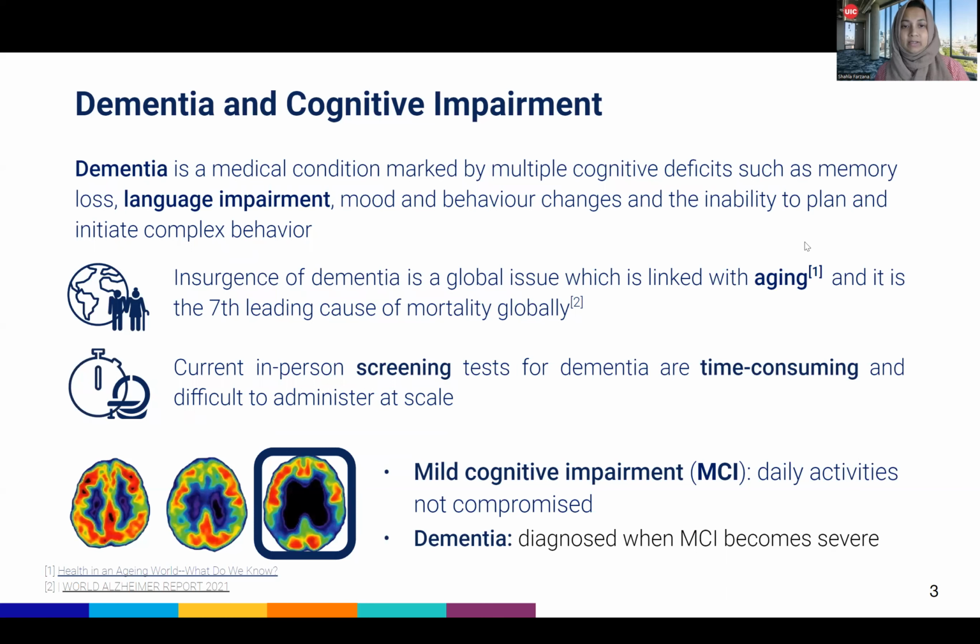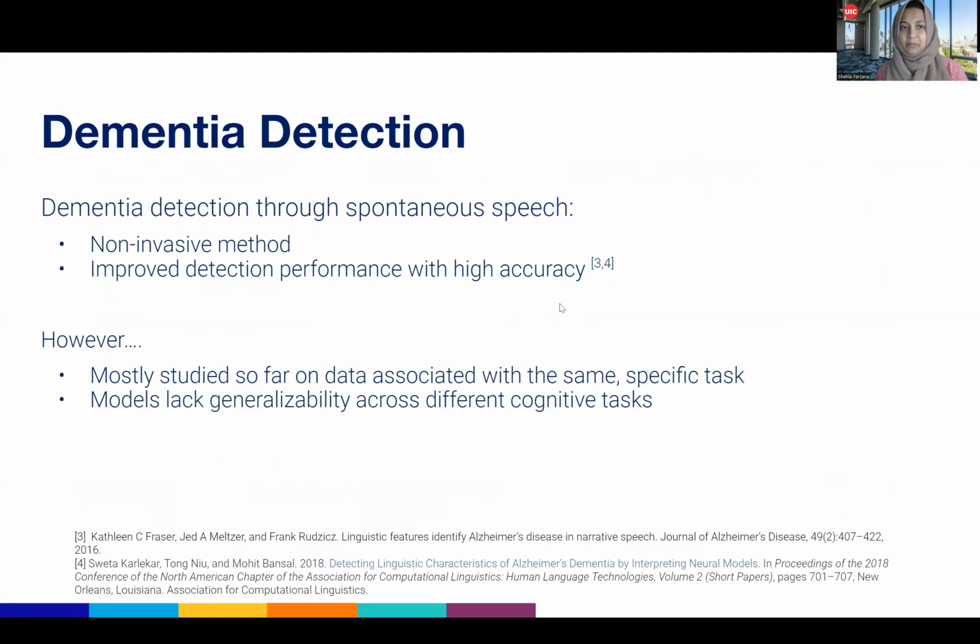In today's world, the insurgence of dementia is a global issue related to aging, and according to the World Alzheimer Report 2021, it is the seventh leading cause of mortality globally. There are many types and different stages of dementia. The early stage is called mild cognitive impairment, when daily activities are not that compromised, but when it matures, it is diagnosed as dementia.